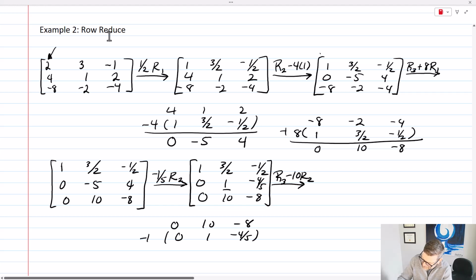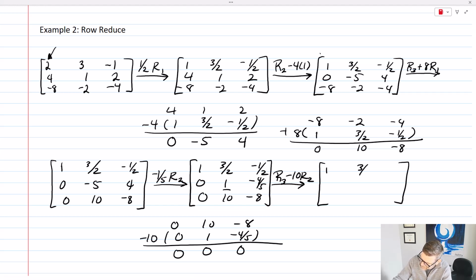And we'll multiply that by -10. And that gives me 0. And this also is a 0. So we have 0, 0, 0. So now I have 1, 3/2, -1/2, 0, 1, -4/5, and 0, 0, 0.